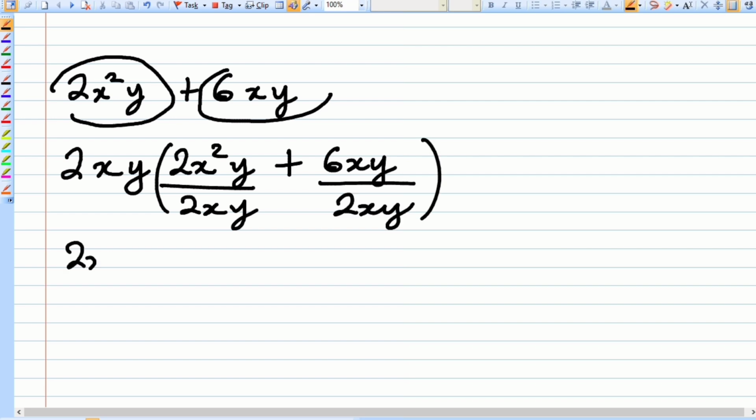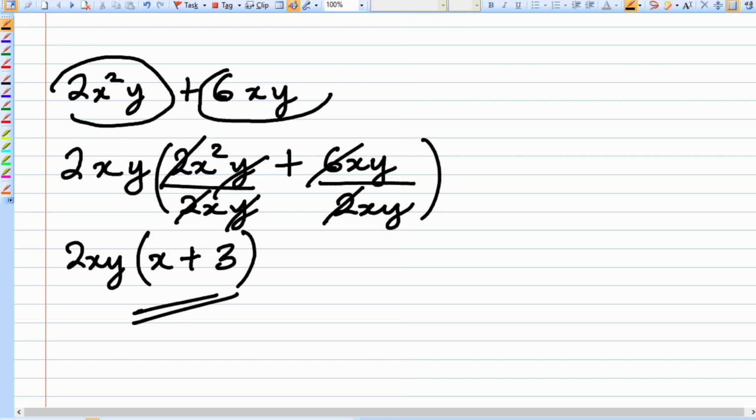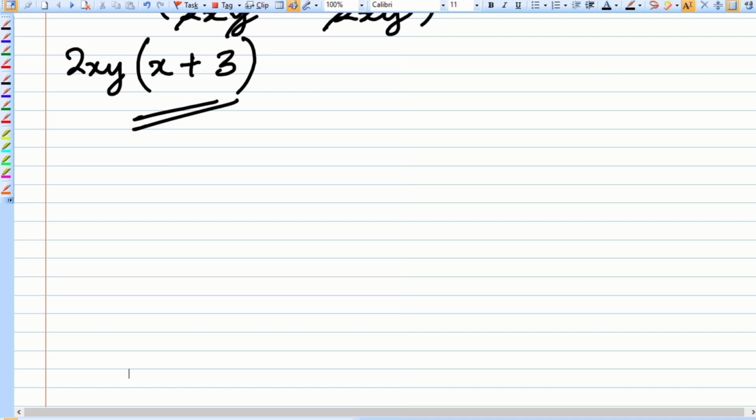So the final answer will be 2xy, open a bracket. 2 is going to cancel 2, x into x squared we have just x. y is going to do away with y. Plus, 2 into 6 is what? 3. xy will cancel xy. So our factorized answer will be 2xy bracket x plus 3. So that's the answer. Alright, so we solve again.